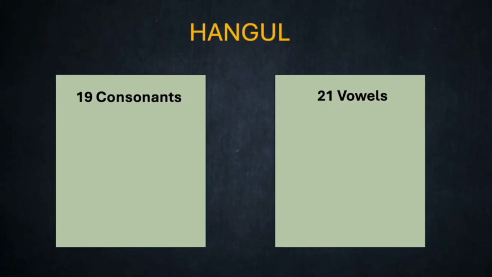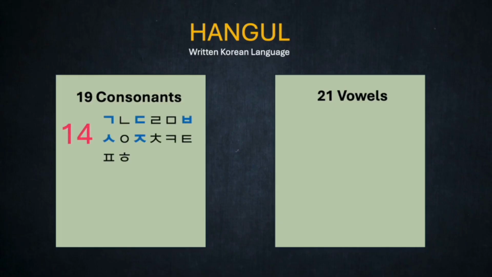Well, the first thing I want to talk about is that the beginning of the semester will be focused more on reading and mastering Hangul, which means the written Korean language. Now, there are 19 consonants and 21 vowels in Korean. The 19 consonants are further divided into 14 basic consonants and 5 double or tense consonants.